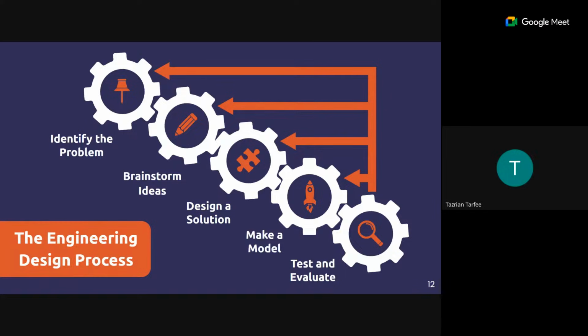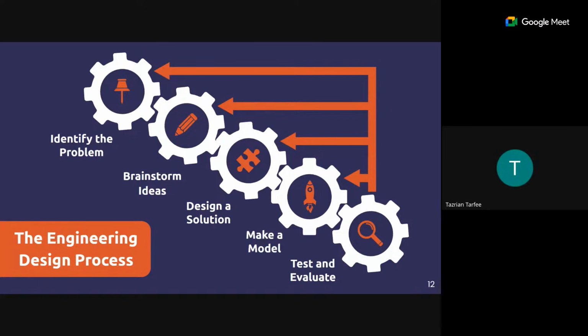Before we get started with our design, I want to talk about the engineering design process. So the engineering design process has 5 steps. The first one is to identify the problem. The second is to brainstorm ideas. Once we have our ideas and we have a couple of things that we have in mind, we take our best idea or a couple of our best ideas and design a solution.